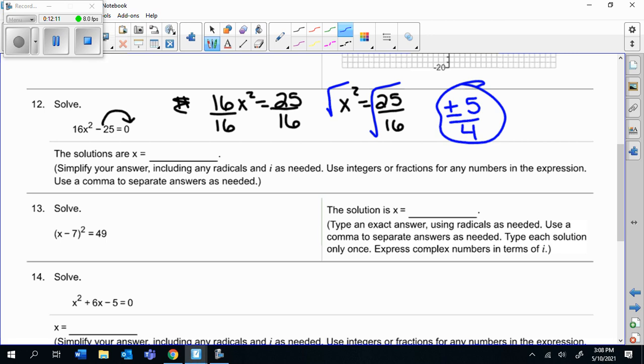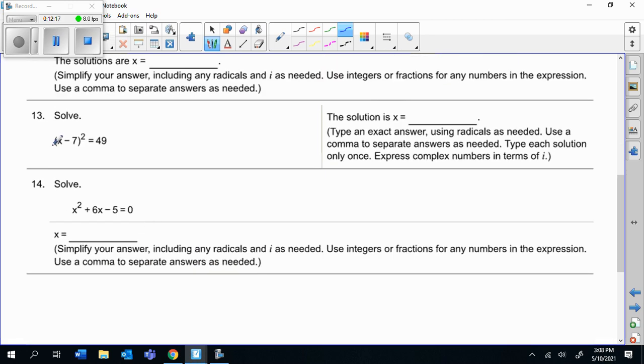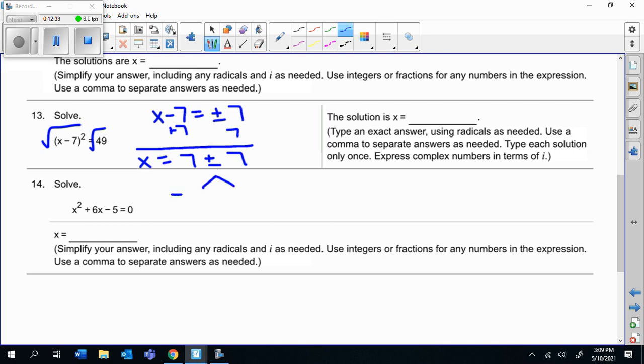Number 13. Oh, and we must be in this chapter because 13 is also going to be that square root method. So we're ready right here in step 1 to take the square root of both sides. So we have x minus 7 equals plus or minus 7. So add 7 to both sides. There's a lot of 7s here. 7 plus or minus 7. Then I would split it. So my two answers would be 0 and 14.